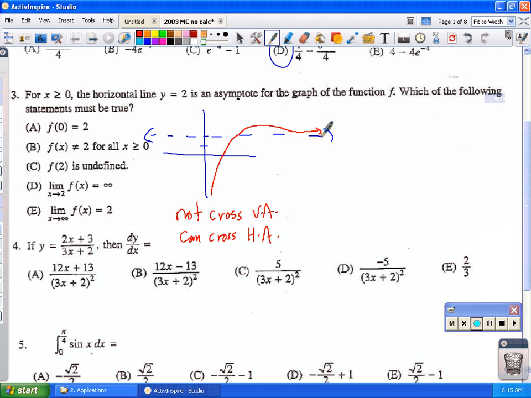Alright, so which of the following must be true? Well, this says when x is 0, y is 2. There's no evidence of that, so that does not have to be true. Letter B says y is never equal to 2. Well, we just talked about the fact that the function could cross its horizontal asymptote, so there could be a y value of 2, but there doesn't have to be a y value of 2.